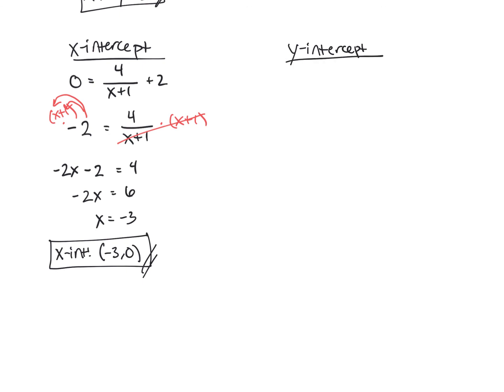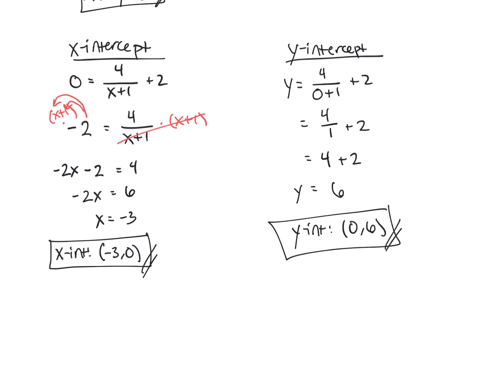We find this by plugging 0 in for our x value. So we'll have y is equal to 4 over 0 plus 1, plus 2. When we simplify this, it becomes 4 over 1 plus 2. 4 over 1 is just 4, plus 2, and we end with 6. So we get that our y value is 6, but remember, write this as a point. So our y-intercept is (0, 6). And those are all of our features.